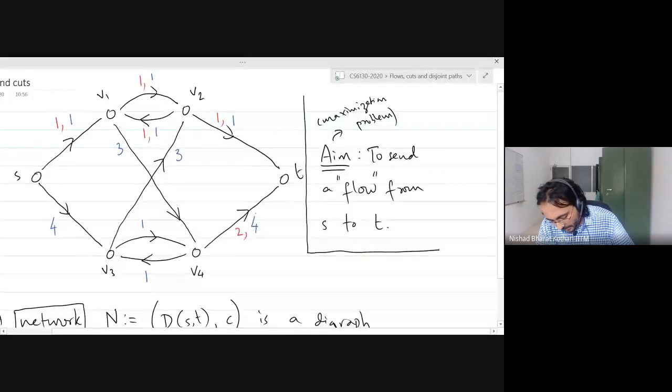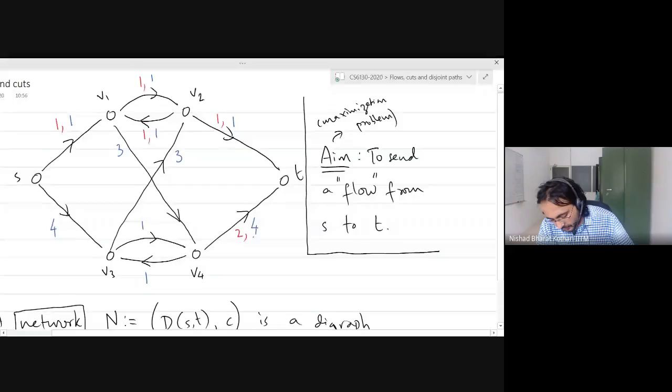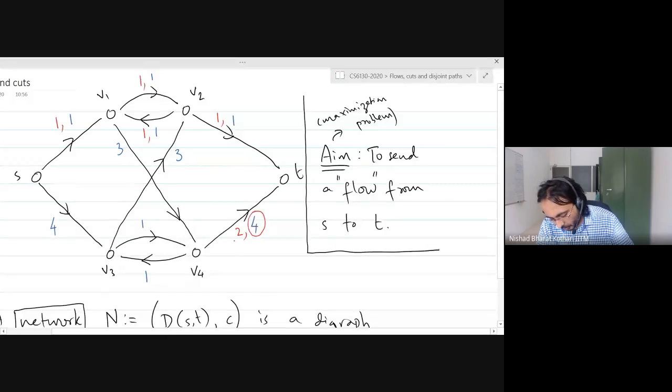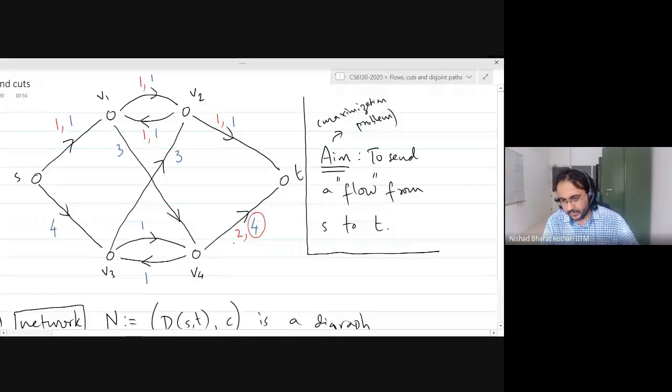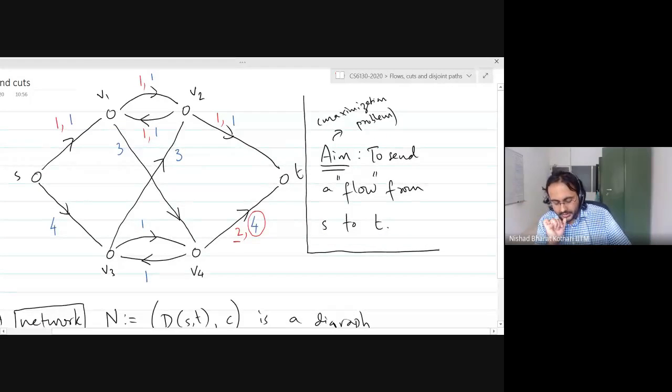So if an arc has a capacity of 4, I have to send a flow of less than or equal to 4 on that arc. Okay, so this is going to be one of the conditions for what a flow means. I may send 0 here, I may send 1 here, I may send 2 here. And let's see, what about these two? Let's say I put 1 here and 1 here.